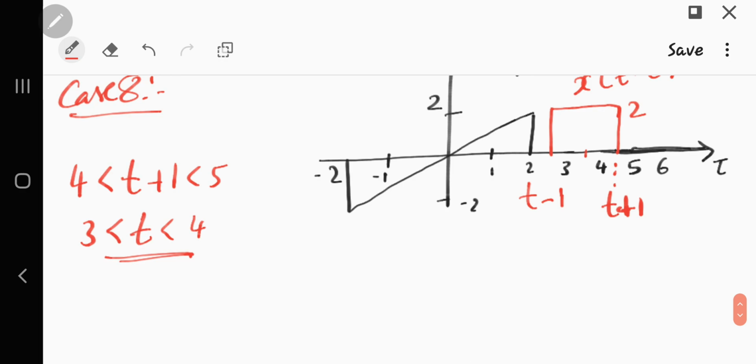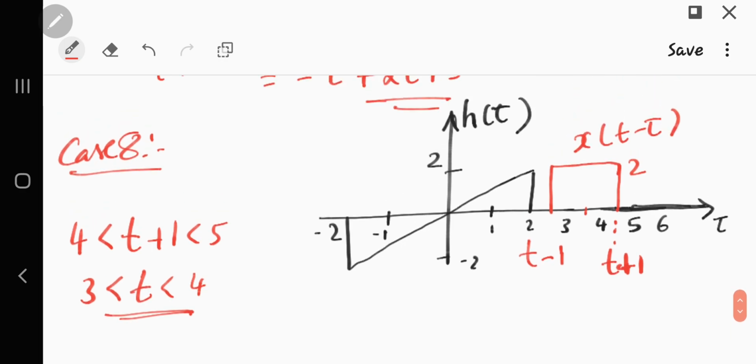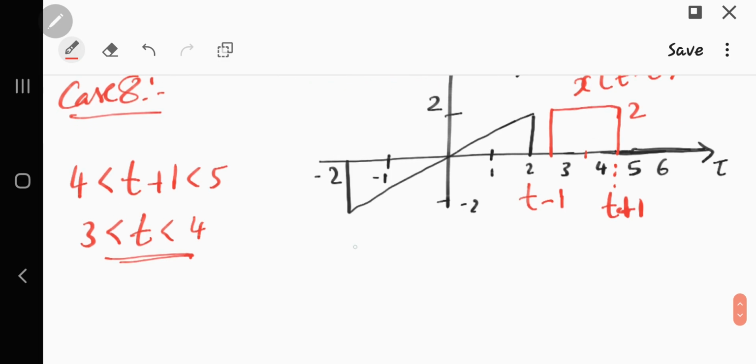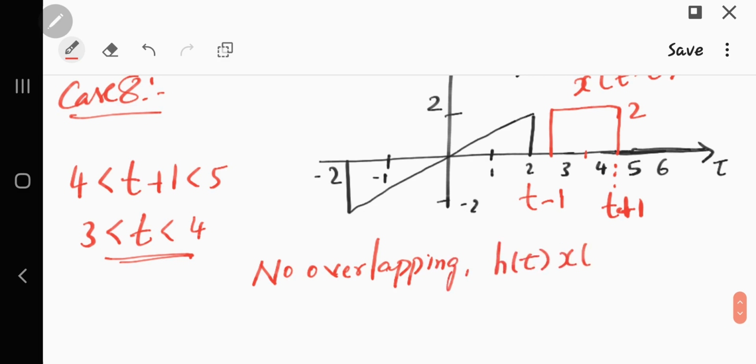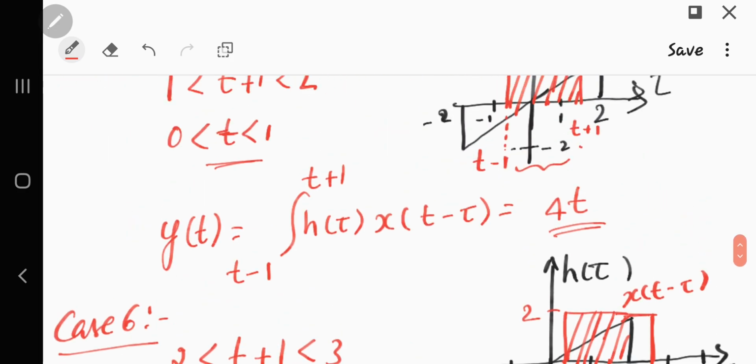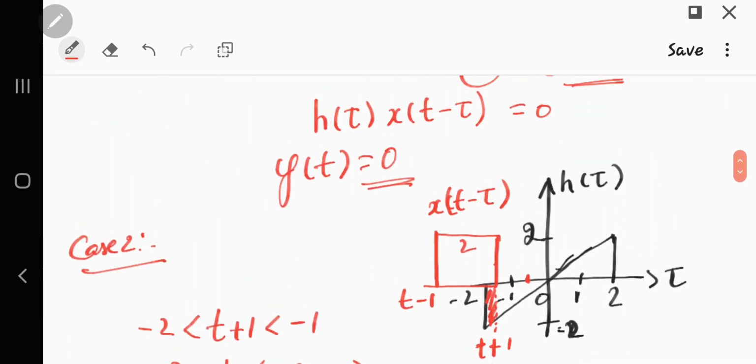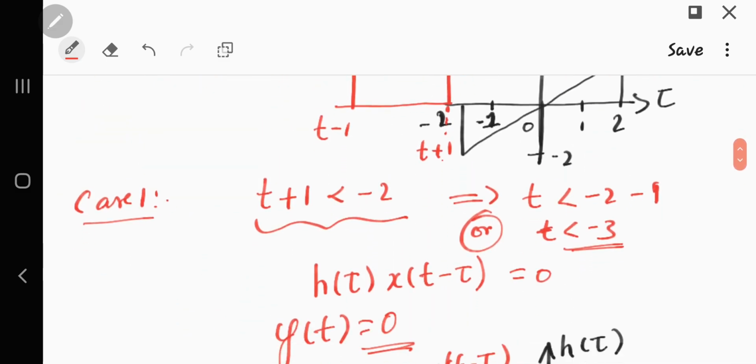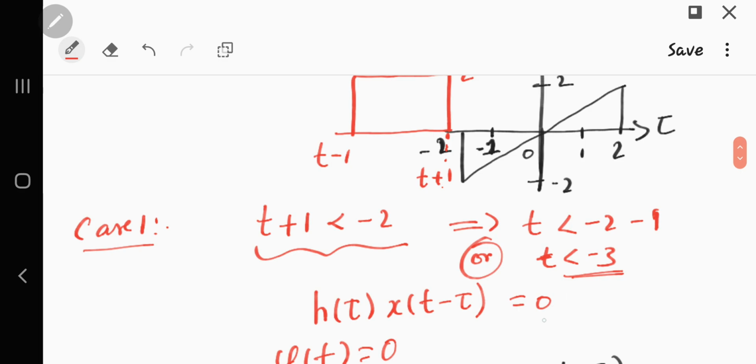Okay. Now there is no overlapping happening here. That means x of tau and h of t minus tau will be 0. Since there is no overlapping, the product of h of tau and x of t minus tau will be 0. So therefore y of t is equal to 0. So remember, we started with the first case where there was no overlapping here. So that's why we got 0.